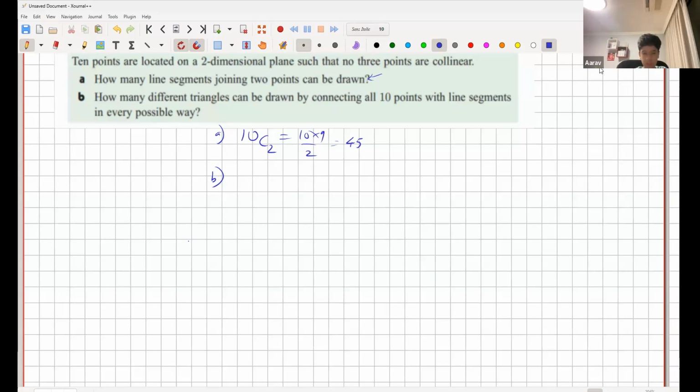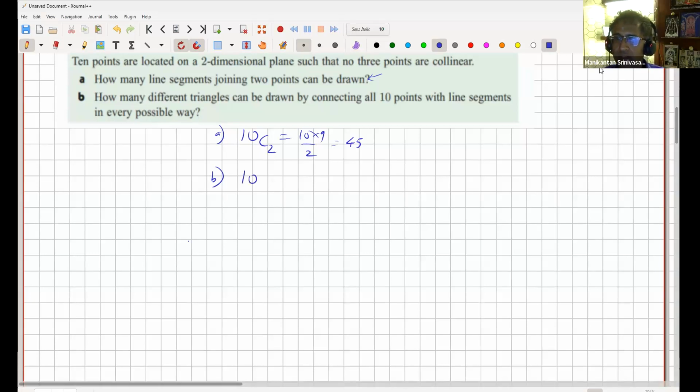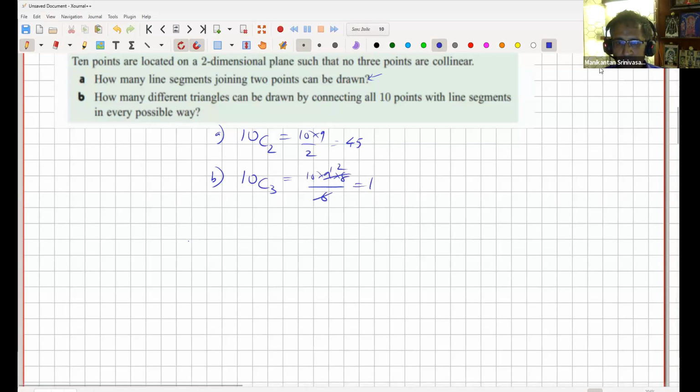So if it's a triangle, then it's just 3 parts. So it'd just be 10 choose 3. Exactly. Just like you were choosing 2 in the previous part, you're choosing 3. So it's 10 choose 3. So 10 into 9 into 8 by 3 into 2 into 1. So that comes out to, I think, 120.